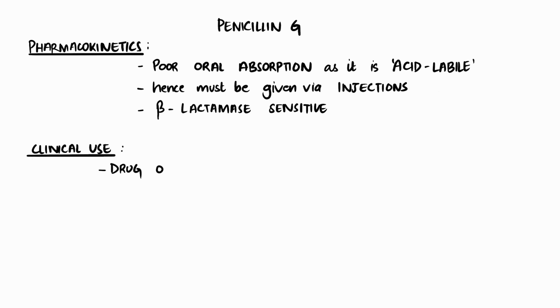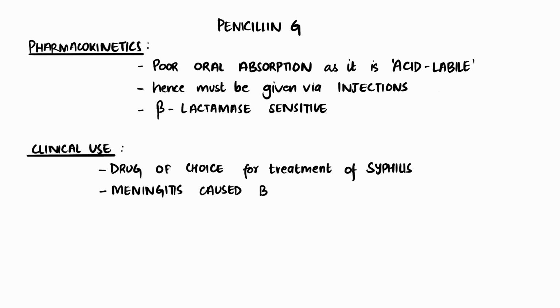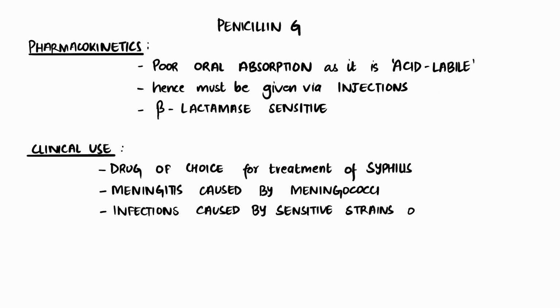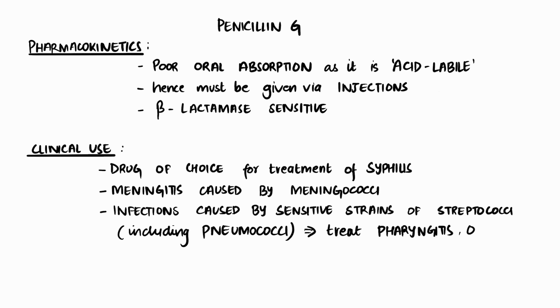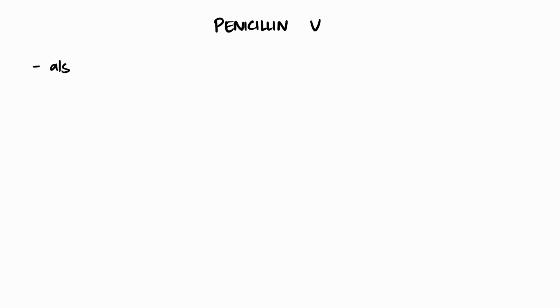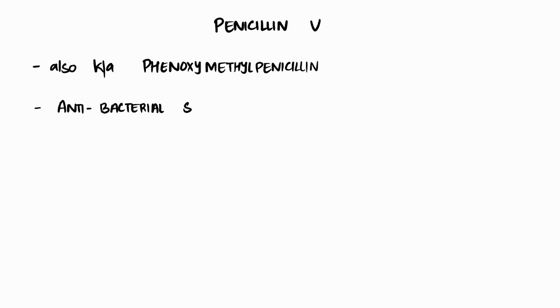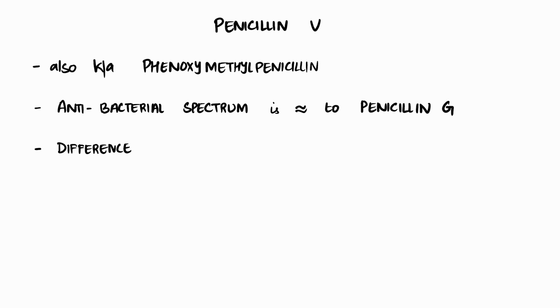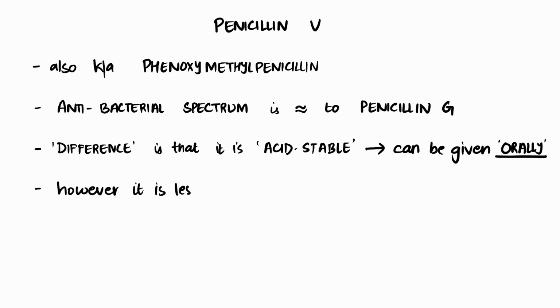Then coming to clinical use, these are the drug of choice for treatment of syphilis. They're used to treat meningitis caused by meningococci, and are also used for infections caused by sensitive strains of streptococci, including pneumococci, hence used to treat pharyngitis and otitis media. Now we have Penicillin V, which is also known as phenoxymethylpenicillin. Its antibacterial spectrum is similar to Penicillin G, hence it also comes under the narrow-spectrum penicillins. The only difference is that it is acid stable, hence can be given orally. However, it is less potent.